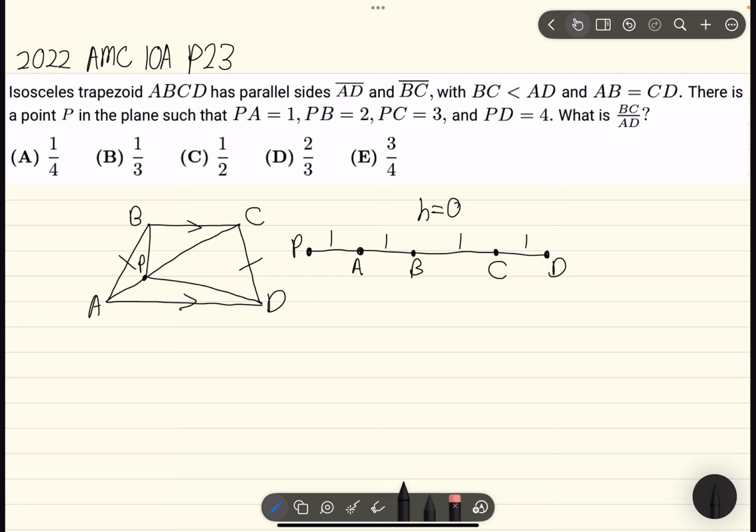But that is what our supposedly trapezoid looks like. So what is BC over AD then? Well, for this trapezoid-ish thing to work, on the straight line basically, BC has to be 1, and AD is 3, which is 1 plus 1 plus 1. So BC over AD is 1 over 3, which is B. So it's in our option choices, so we're probably right.